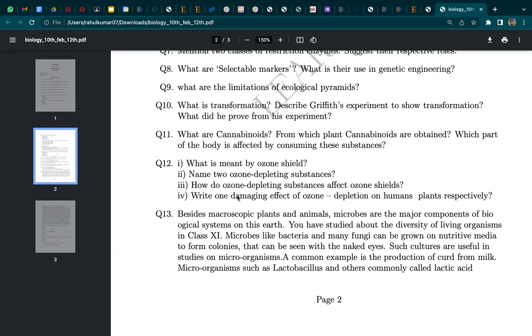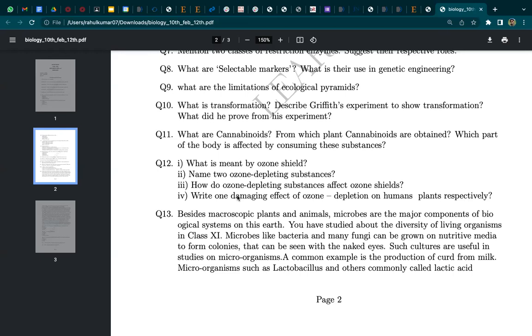And name two ozone depleting substances. One is CFCs, chlorofluorocarbons. When we did not know its effects on ozone, chlorofluorocarbon was very, very readily used. Even when I was in school, it was used in air conditioners, car ACs, and refrigerators. And it started depleting ozone very, very fast.